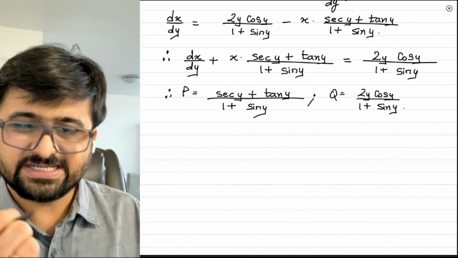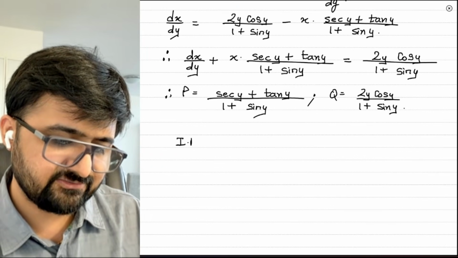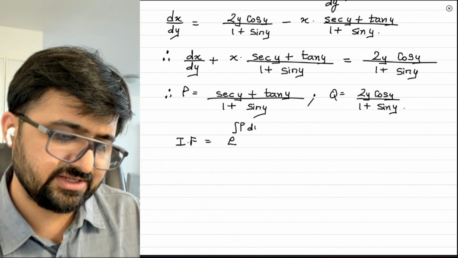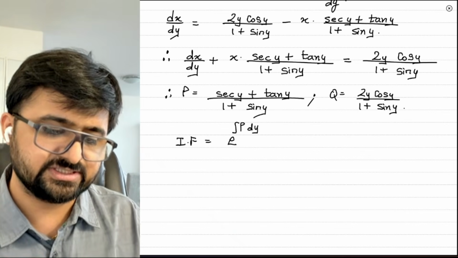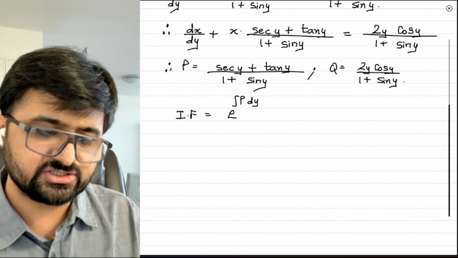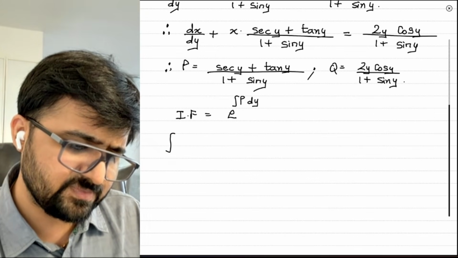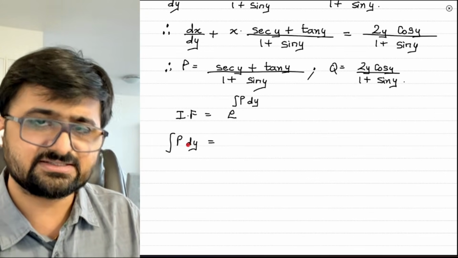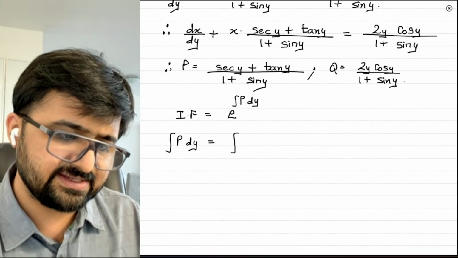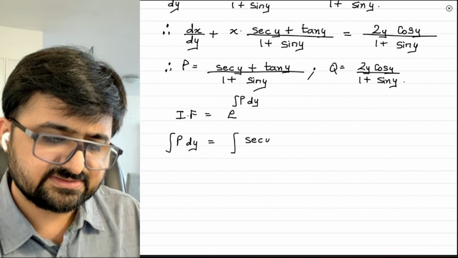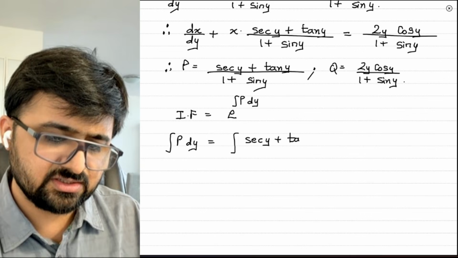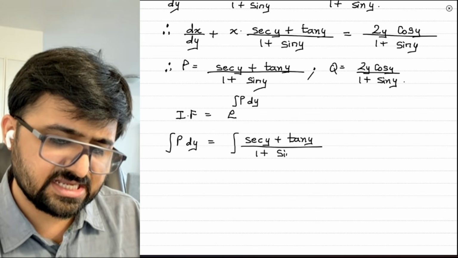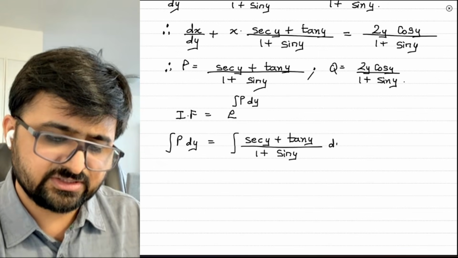Now let's try to find the integrating factor. We know that the integrating factor is given by e to the power integration of p dy, because p is a function of y now. Let's try to find integration of p dy first. Since it's a bigger function, let's find it separately. So we say integration of (sec y plus tan y) divided by 1 plus sine y with respect to y.